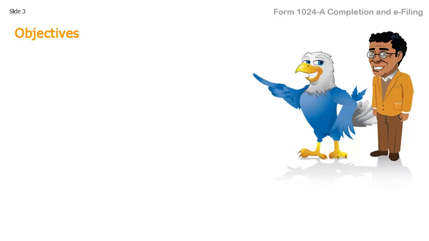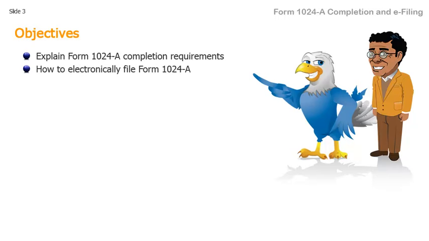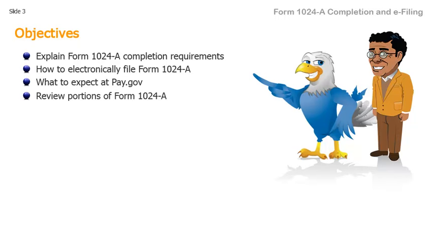Hello, I'm Clarence. Our objective is to explain what is required to complete Form 1024A and how to submit the form electronically at Pay.gov. We'll tell you what to expect at Pay.gov, and we'll review the different parts of Form 1024A. The information in this presentation is current as of the day it was recorded, and this session is recorded and maintained in accordance with federal record-keeping laws.